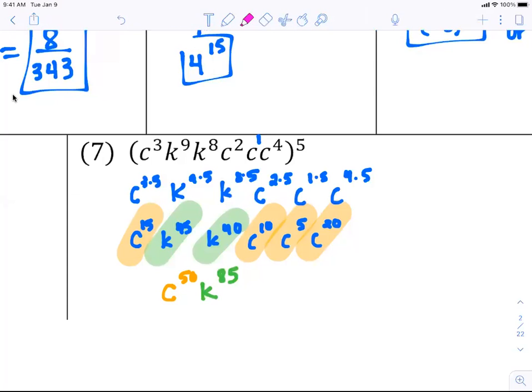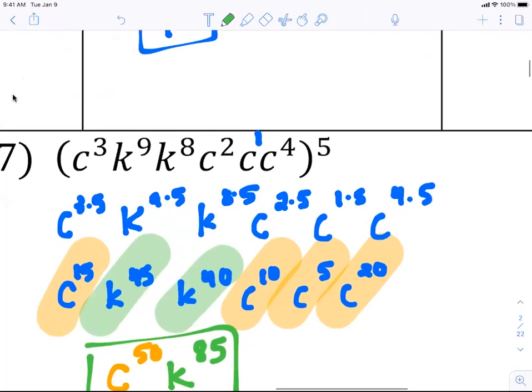All right, answer is up. You should have gotten as your final answer C to the 50th times K to the 85th. Now, this one seems a little bit obnoxious, but at the beginning, you just had one extra step because all of these numbers inside were being raised to the 5th power. So our first step was we had to distribute that 5 to each of the exponents. I always think of it as like normal distributing. It's just that 5, since it's in an exponent, gets multiplied to each base's exponent.